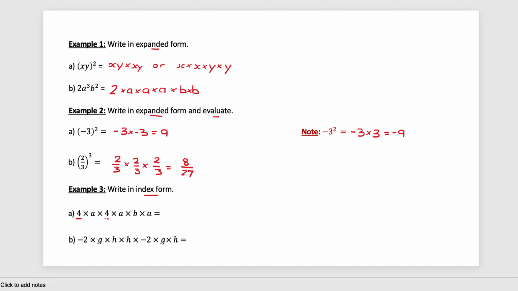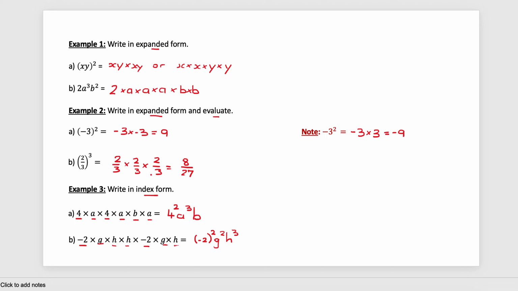So I've got 4 and 4 here, so I'm going to put 4 to the power of 2 here. I've got a, a, and a, so we've got a to the power of 3. And then 1b, so I'm just going to put b, and we avoid all the multiplication signs. In part B here, we've got negative 2 times negative 2, so it's best if we put them in brackets, negative 2 squared, and then we've got g and g, so we've got g squared as well, and then we've got h, h, and h, which gives us h to the power of 3.